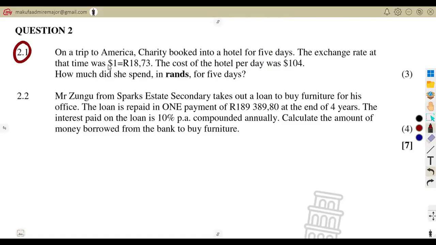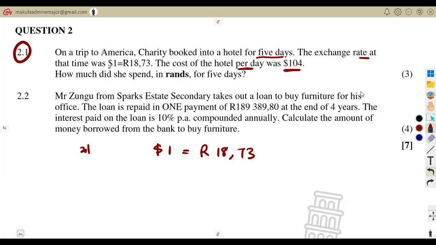Question 2, 2.1. On a trip to America, Cherit booked into a hotel for 5 days. For how many days? 5 days. The exchange rate at that time was $1 as to what? 18.73 rand. Each dollar that you have is equivalent to 18.73 rand.